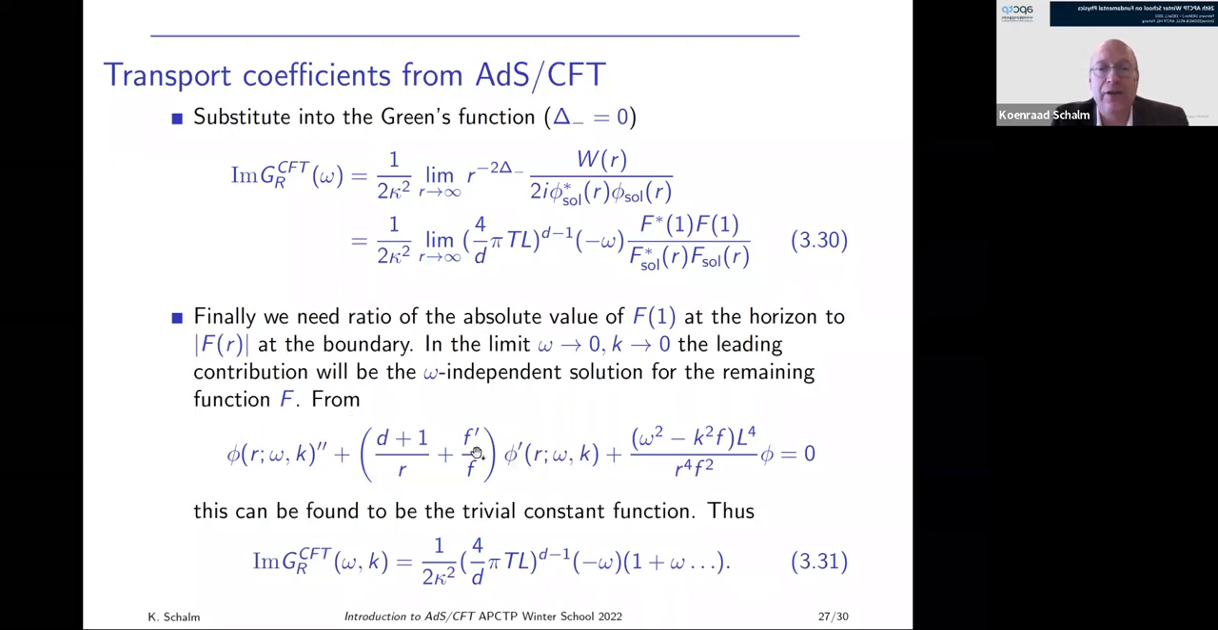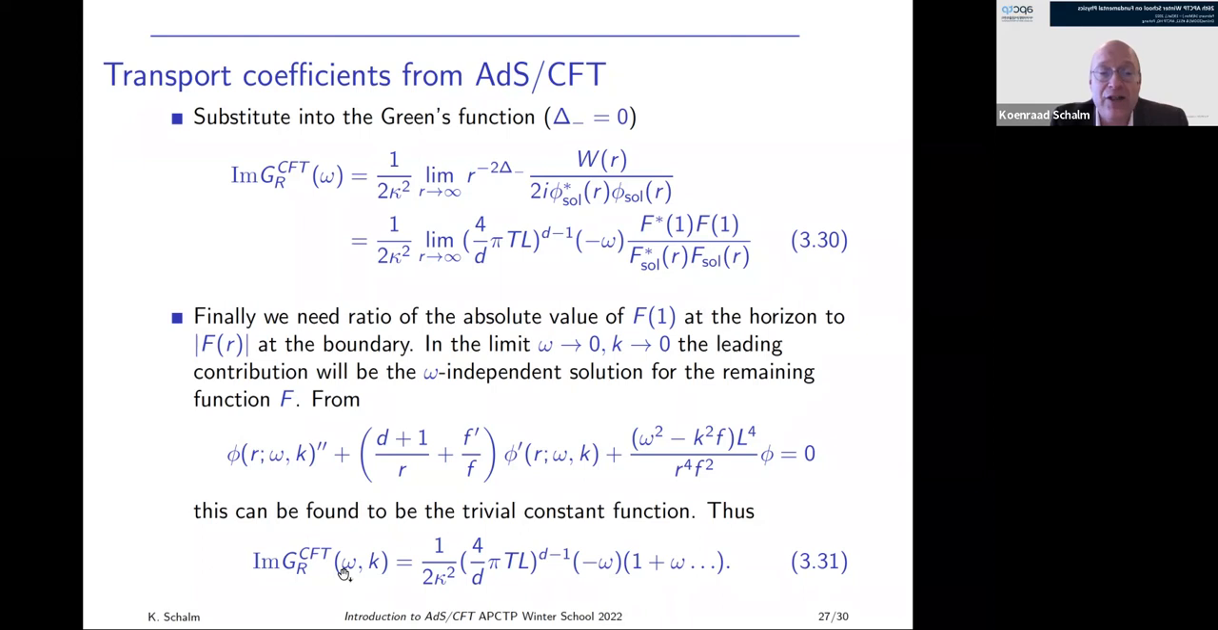And if you look at this function, this is the full equation of motion. If I take omega and k to 0, this guy dies, right? And so I get a very simple equation, which is just phi prime plus phi double prime. This has a trivial solution where phi is constant. Okay, and so it tells you that the trivial solution in the limit omega going to 0 and k going to 0, right? That solution is a constant, and you can actually show it is exactly equal to the same constant that is the value of f at the horizon.